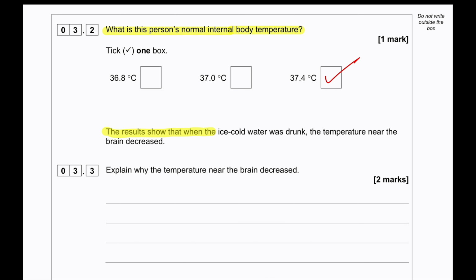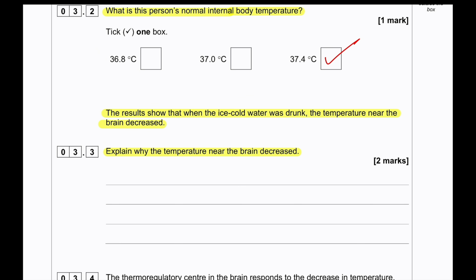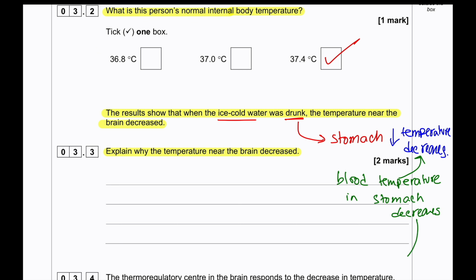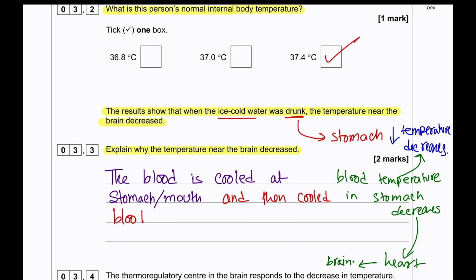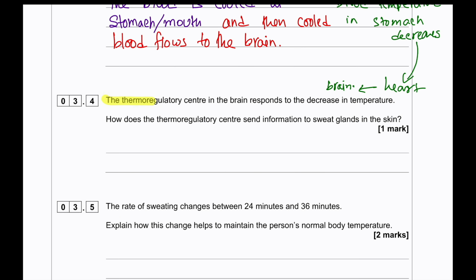The results show that when ice-cold water was drunk, the temperature near the brain decreased. Explain why the temperature near the brain decreases. So, when the ice-cold water is drunk, two things happen. It goes into the stomach. Now, the stomach temperature decreases, which in turn decreases blood temperature in the stomach. So this blood then returns to the heart and then gets pumped to the brain. So we can write down the answer in this way. The blood is cooled in the stomach or the mouth, and the cooled blood flows to the brain. The thermoregulatory center in the brain responds to the decrease in temperature.